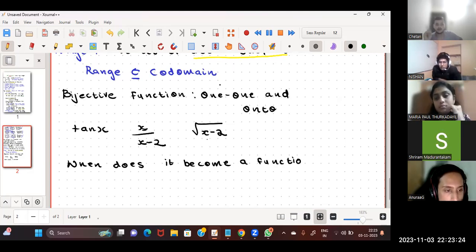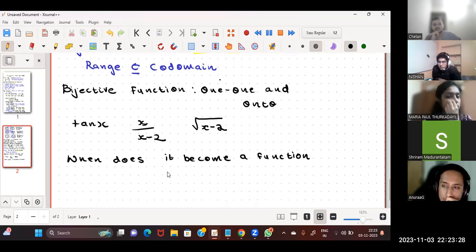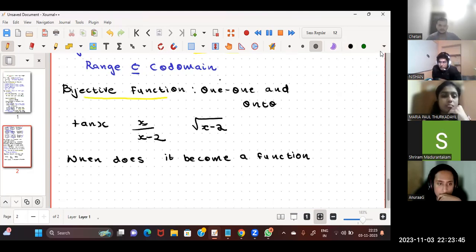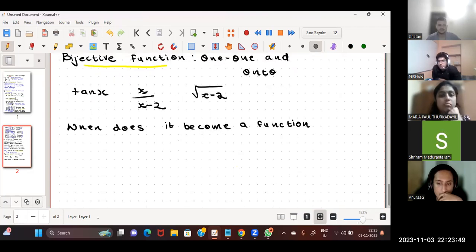Because I said that a function accepts all the inputs. It doesn't say no to you, but these functions say no to you. These functions tell you, okay, I'm not going to tell you the answer for this. Undefined. Are these functions? Can anyone tell me? Are these functions? Anyone?